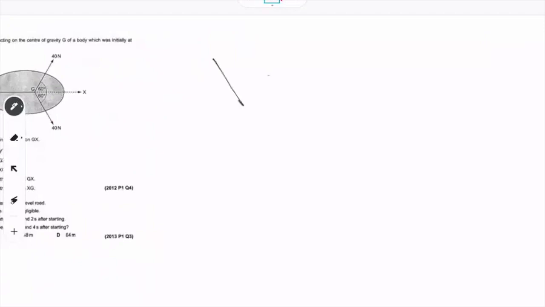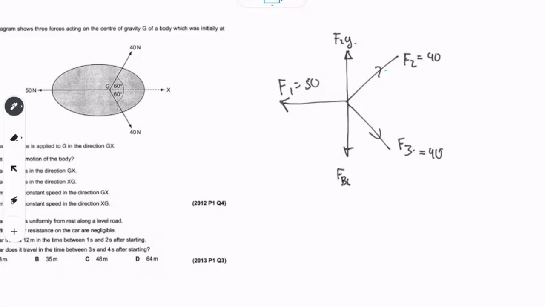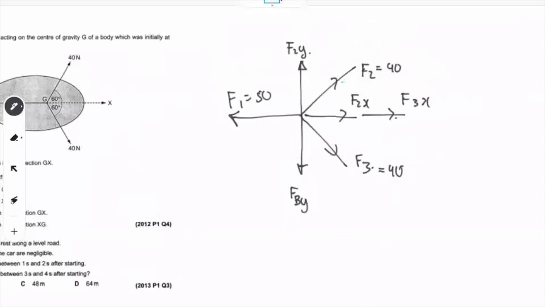This one, F1, which is how much? 50. Then this is F2. This is F3. 40. Then F2Y, F3Y. Why is there F? Why? Gravity and normal? F2X and F3X. What is this? It is 6.